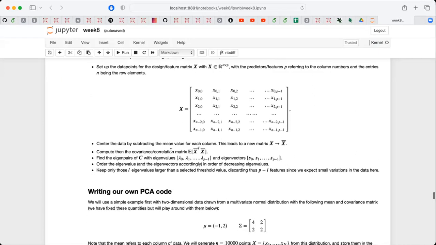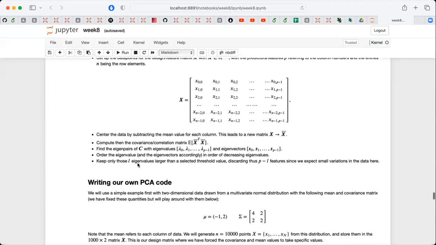You compute the covariance or correlation matrix, whatever you prefer. And then you find the eigenpairs of C with eigenvalues and eigenvectors. And then you order the eigenvalues and the eigenvectors accordingly in order of decreasing eigenvalues. And then you keep only those L eigenvalues which are larger than a selected threshold value. And that means that you discard the P minus L features, since we expect small variations in the data here.